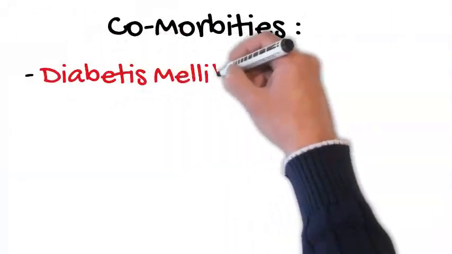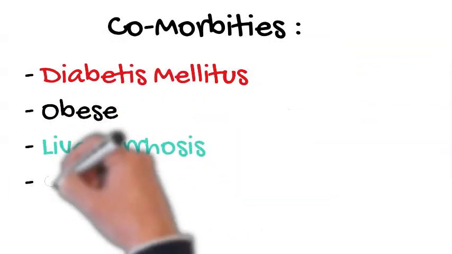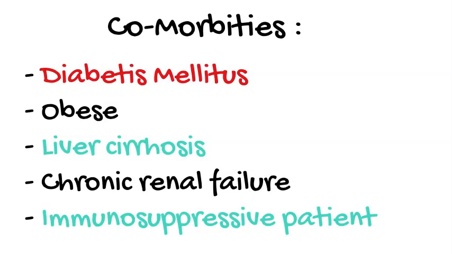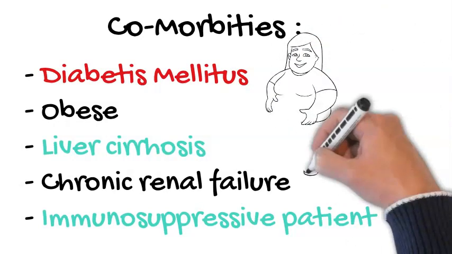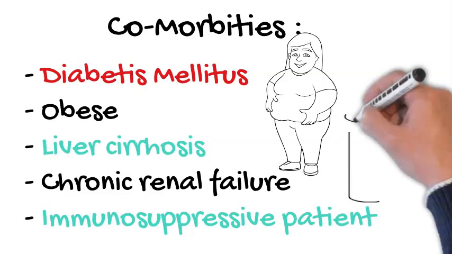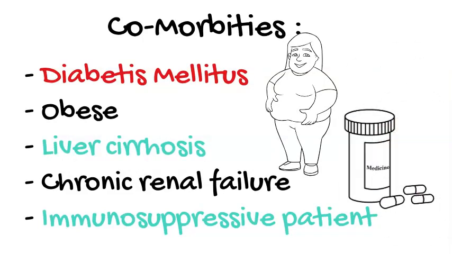Comorbidities: higher in patient who has poorly controlled diabetes mellitus, in obese patient with underlying liver cirrhosis or chronic renal failure, immunosuppressive patient, cancer patient on chemotherapy drugs, SLE, systemic lupus erythematosus patient on steroid.